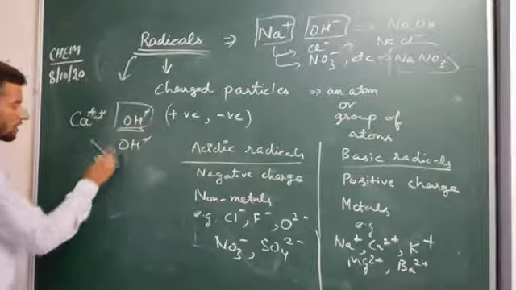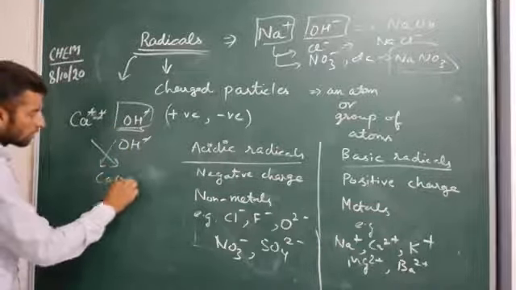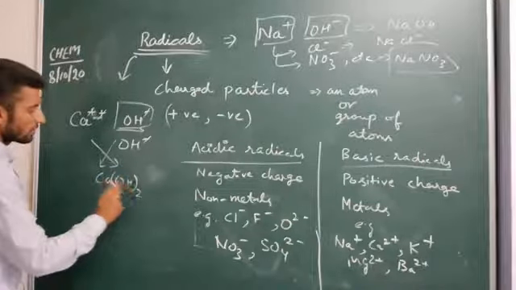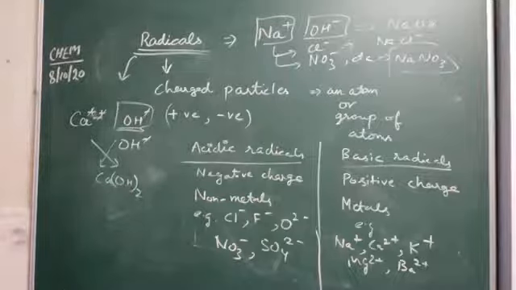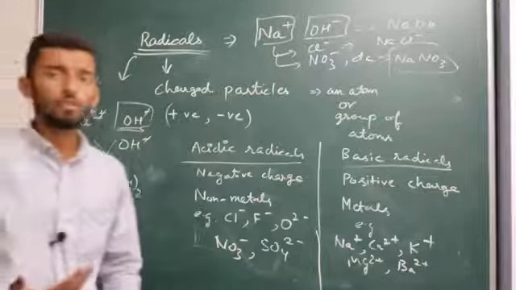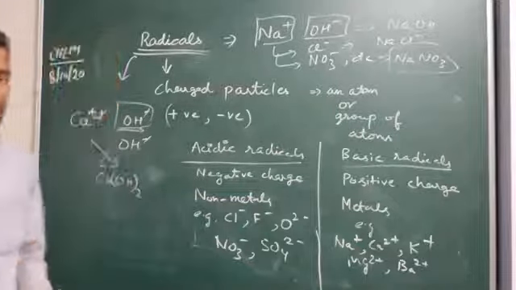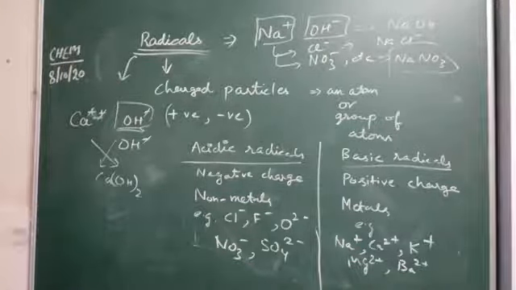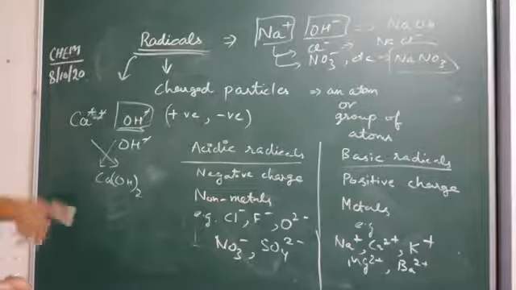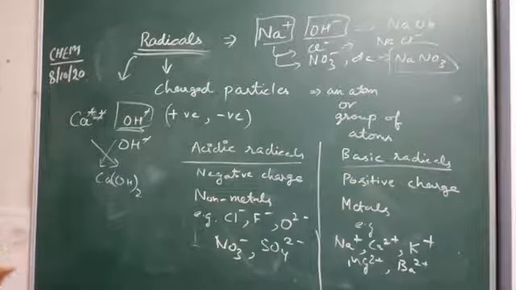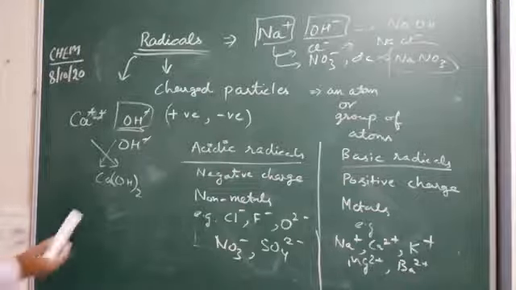So overall what we have is Ca(OH) twice. These two are involved. So overall we write here this one. Clear? How radicals lead to the formation of molecules or compounds is also based on the same phenomenon, that their charges are cancelled, and on cross multiplying them we get the particular stable compound.